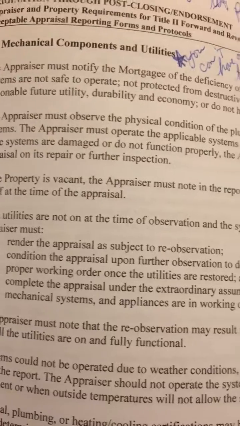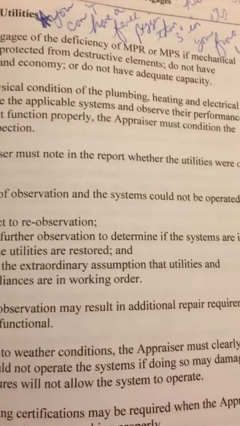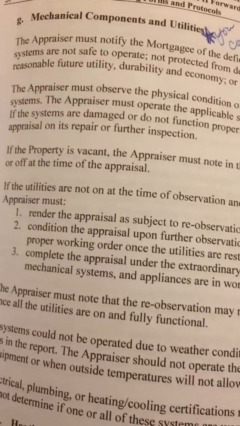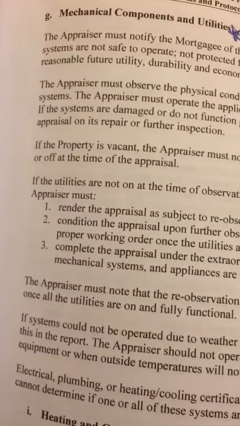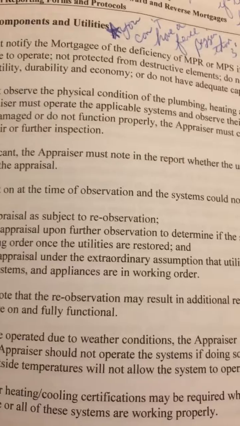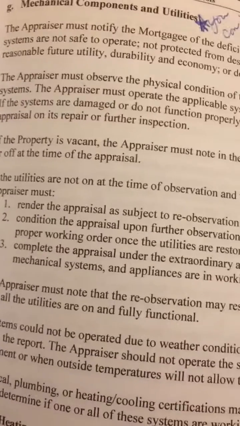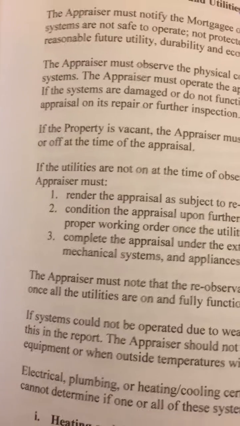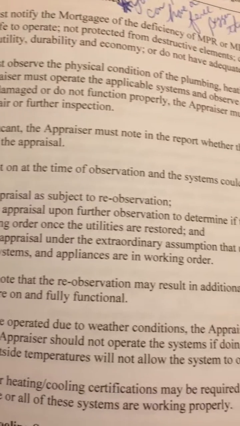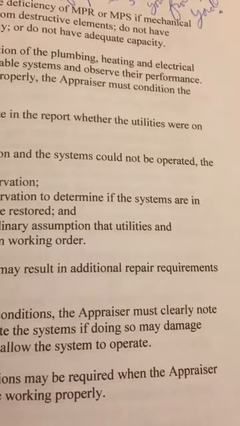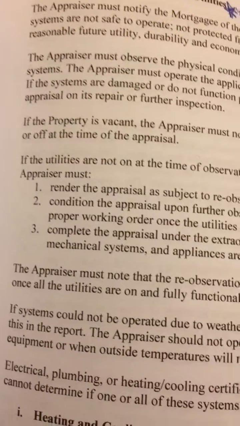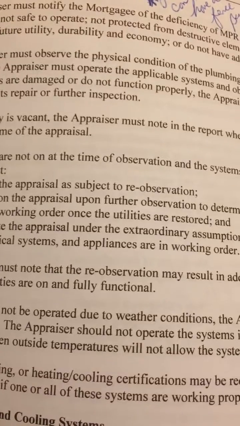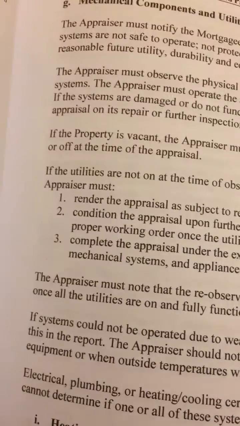If the systems are damaged or do not function properly, the appraiser must condition the appraisal on its repair or further inspection. If the property is vacant, the appraiser must note in the report whether the utilities were on or off at the time of the appraisal. If the utilities are not on at the time of observation and the systems could not be operated, the appraiser must: 1. Render the appraisal as subject to re-observation.